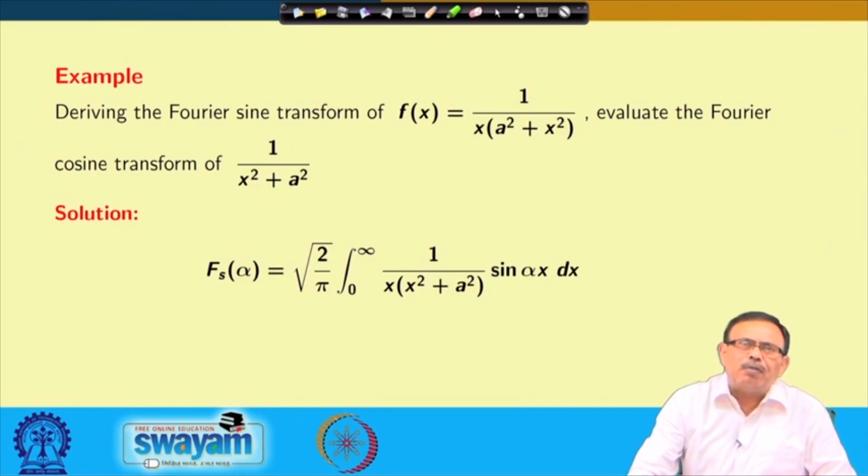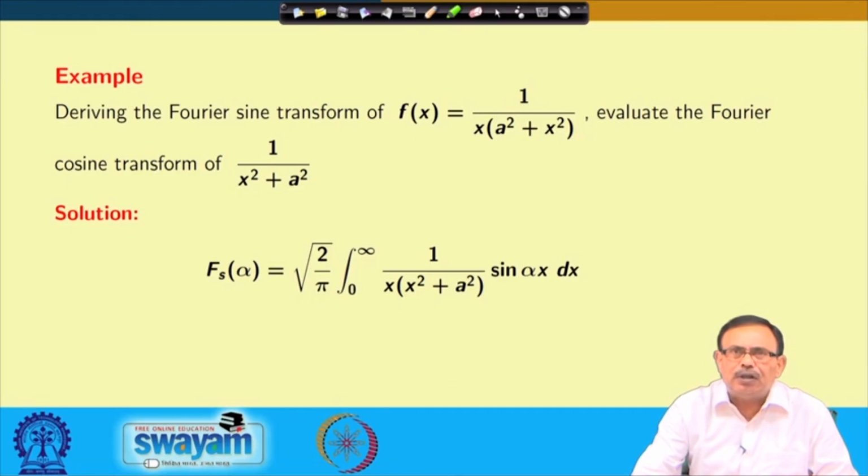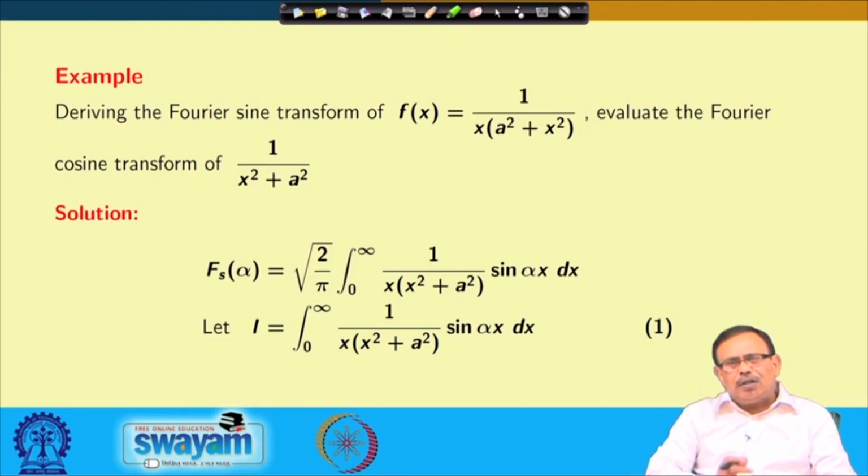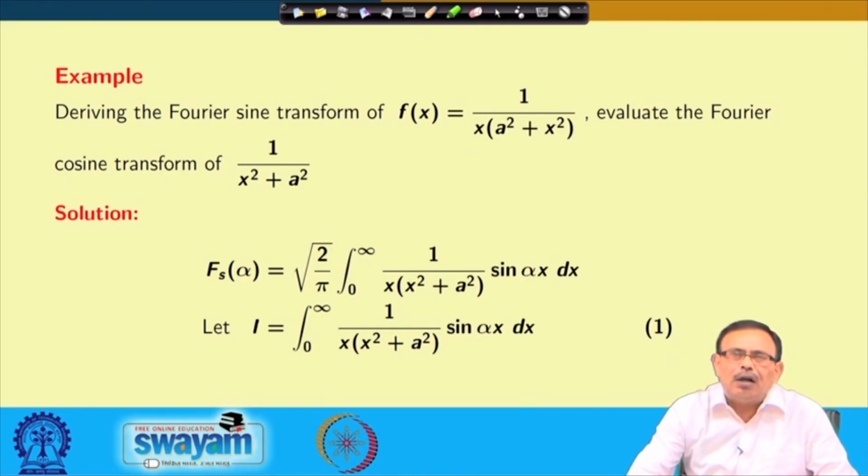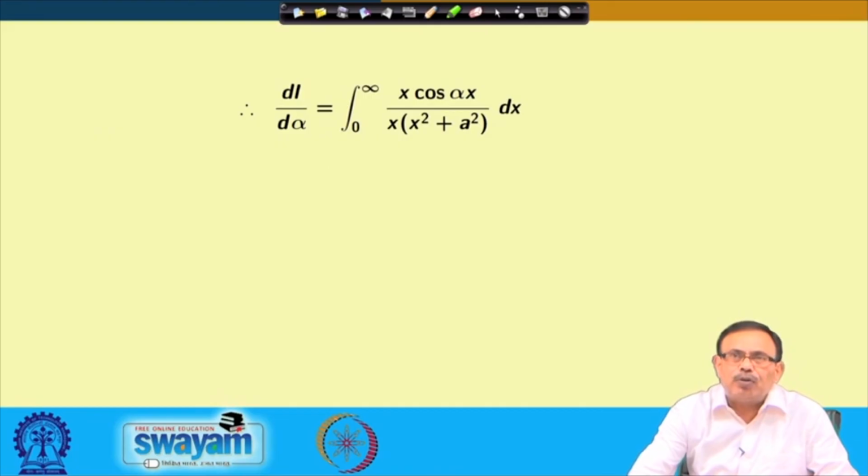So, Fourier sine transform of f x, that is 1 by x into a square plus x square. This is equals root over 2 by pi 0 to infinity 1 by x into x square plus a square into sine of alpha x dx, which you have done earlier. So, I am assuming I equals this 0 to infinity 1 by x into x square plus a square into sine of alpha x dx, which is your given equation 1, because these equations will be important for us. We will use these equations again in the next subsequent steps.